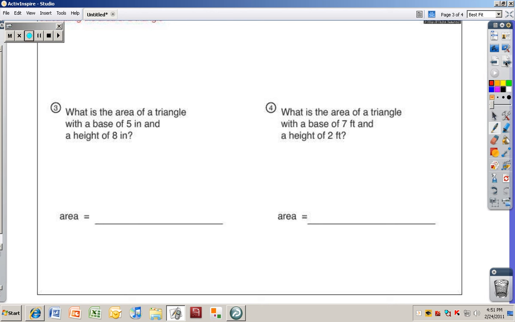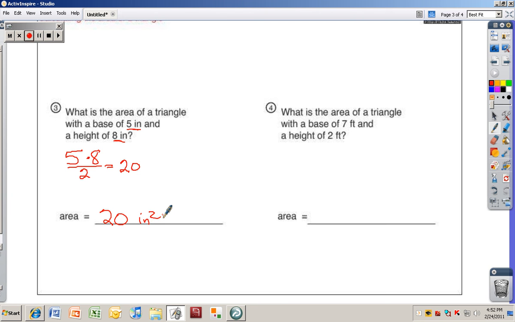All right, here's a triangle that has a base of 5 and a height of 8. What am I to do? 5 times 8, which is? 40. And then divide that by 2. 40 divided by 2 is? 20. So the answer is? 20 square inches, right?